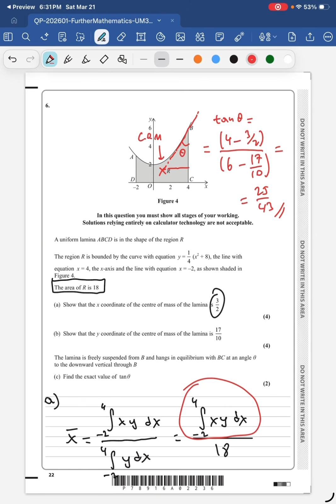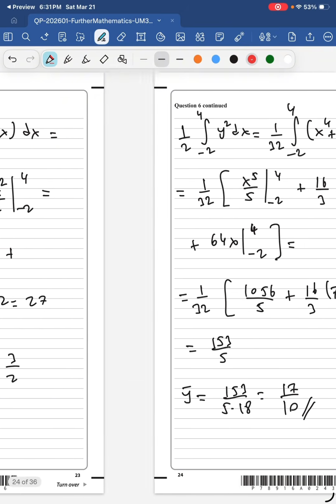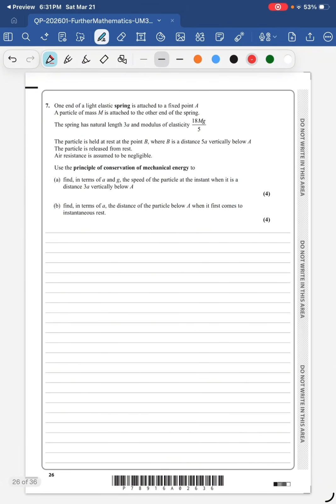Okay, and they ask for the tangent. Let me use my calculator. They don't ask for it, but you can do it to see if it makes sense. So the angle is 30.2 degrees, so it makes sense. Or in radians, you can figure it out. So let's move on. This was an interesting problem as well.